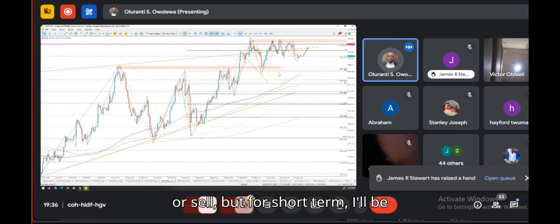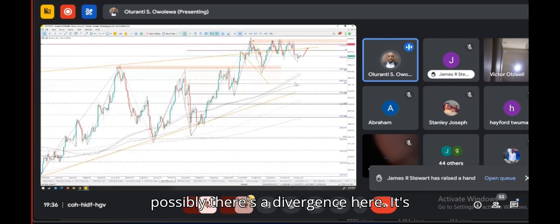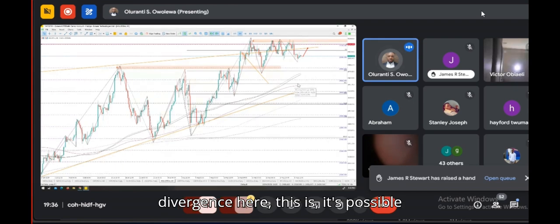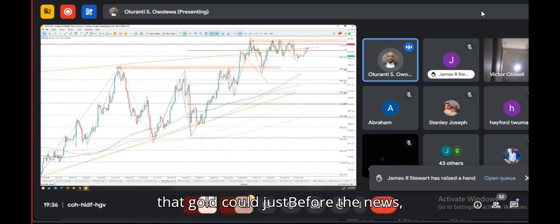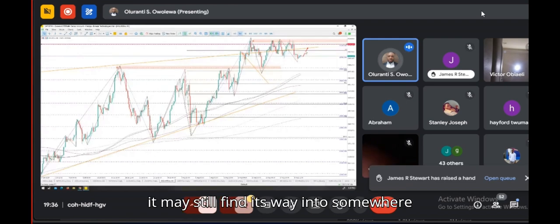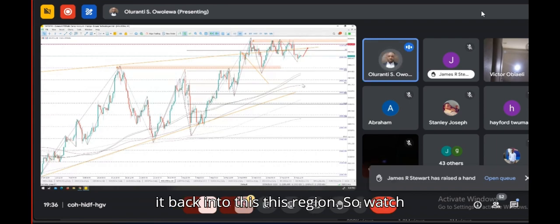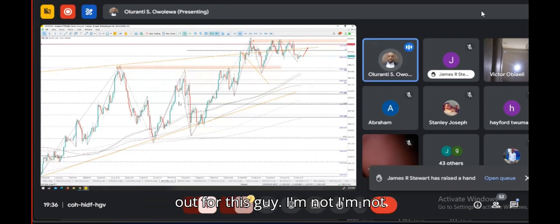But for the short term, I'll be looking at 2511, 2512, and possibly there's a divergence here. It's possible we may have 2450. So it's possible that the NFP may come out extremely hot, and when it does, this divergence here, this is on a 4 hour. It's possible that gold could, just before the news, still find its way somewhere around this level, but the news may push it back into this region. So watch out for this guy. I'm not actually looking at trading it this week.